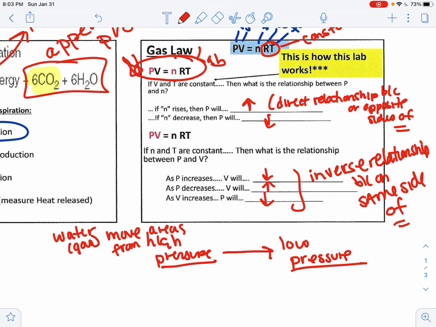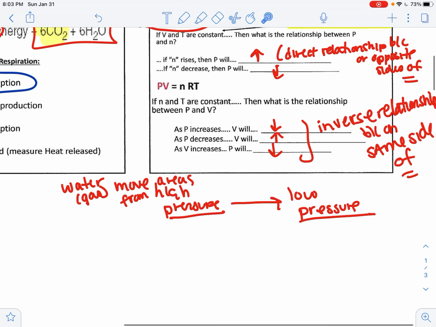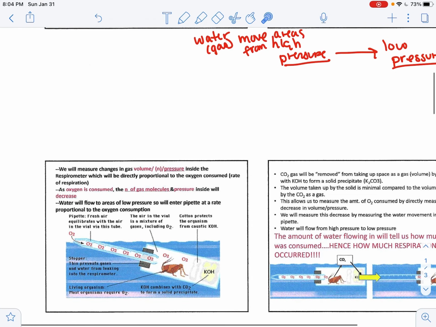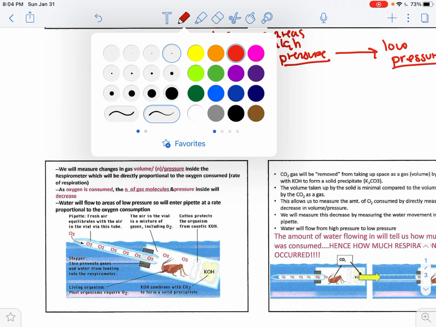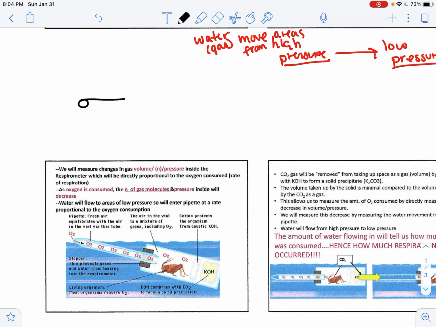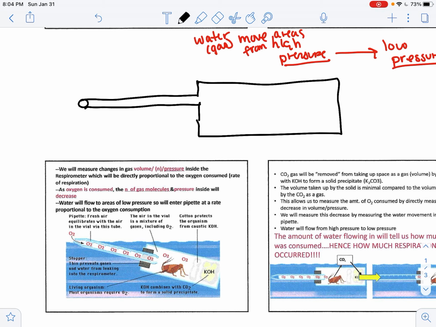So that's just understanding the gas law and general algebra, I guess. But again, understanding this lab is understanding that if the number of molecules of oxygen in the container changes, that's going to change the pressure accordingly. Then water's going to come in accordingly, and that's how we're going to measure it. And so this respirometer, let me draw it: it's like a pipette with an opening, attached to a glass vial. And so what we have here is sort of a closed system.